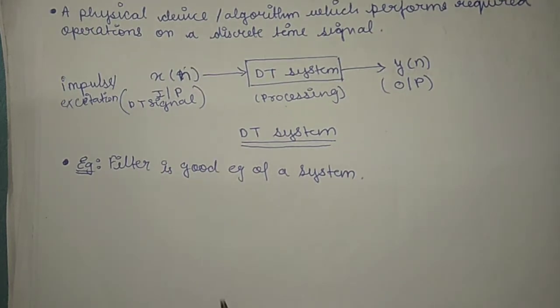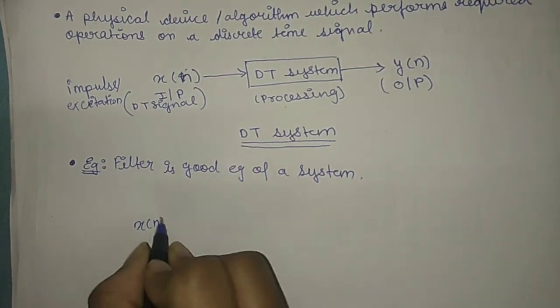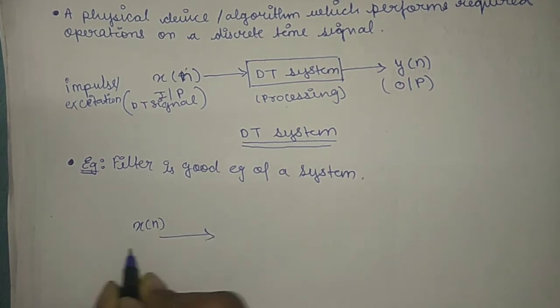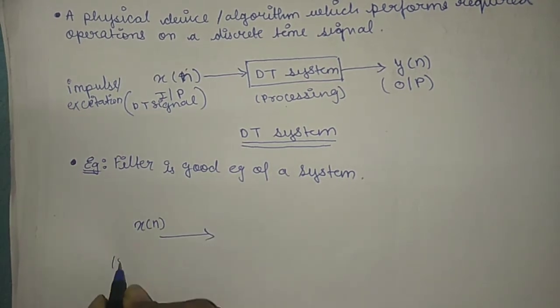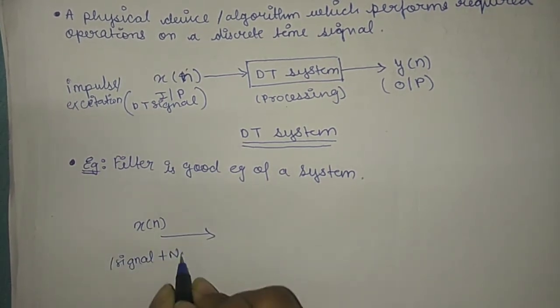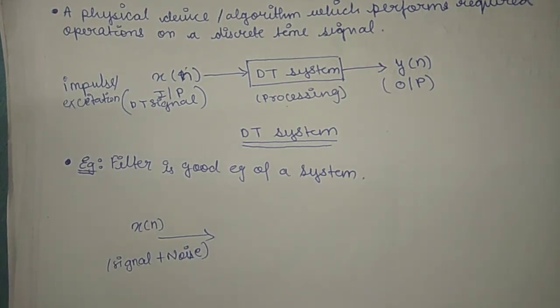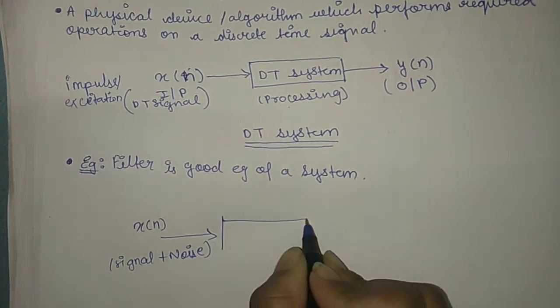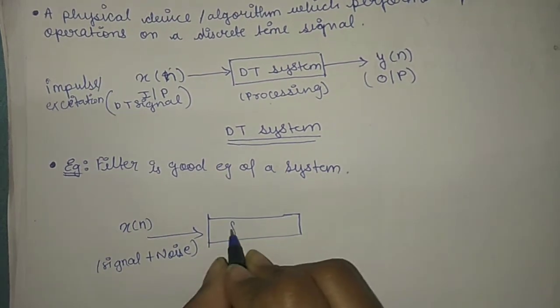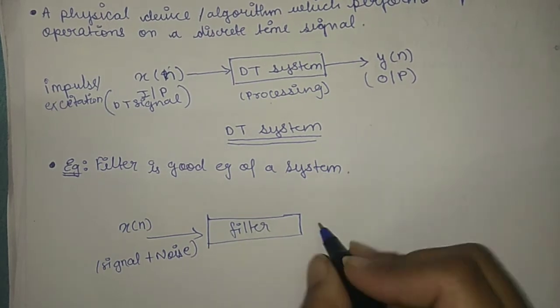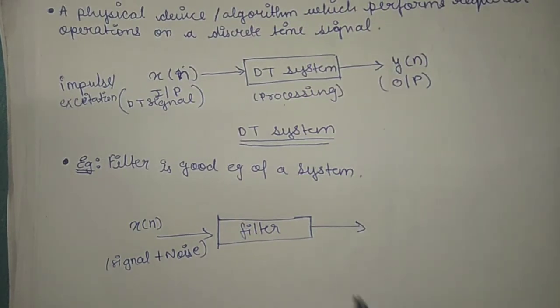So here we take the example. We give x of n as an input signal. The signal is a combination of signal plus noise, so we do not get an absolute signal. There is always noise present in it. To filter that, we will use a filter, and then we would get the output. Here the processing part would be done.